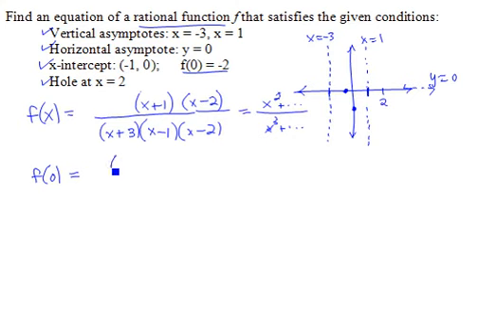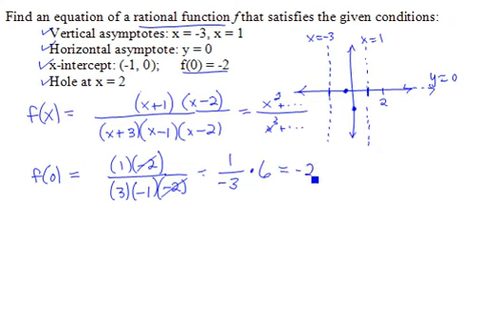f(0) is 1 times -2 divided by 3 times -1 times -2, just plugging in 0 for x there and seeing what that simplifies to. And when I simplify, I actually don't get -2. I get 1 over -3. Well, how are we going to get -2? Notice if we were to multiply this by a 6, that would give us the -2. Okay, so that's an adjustment I can make.